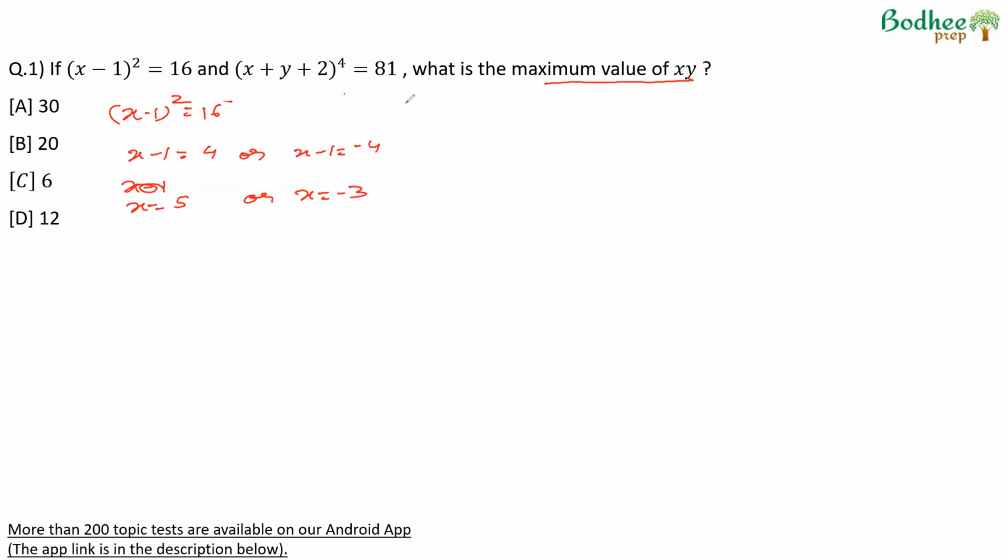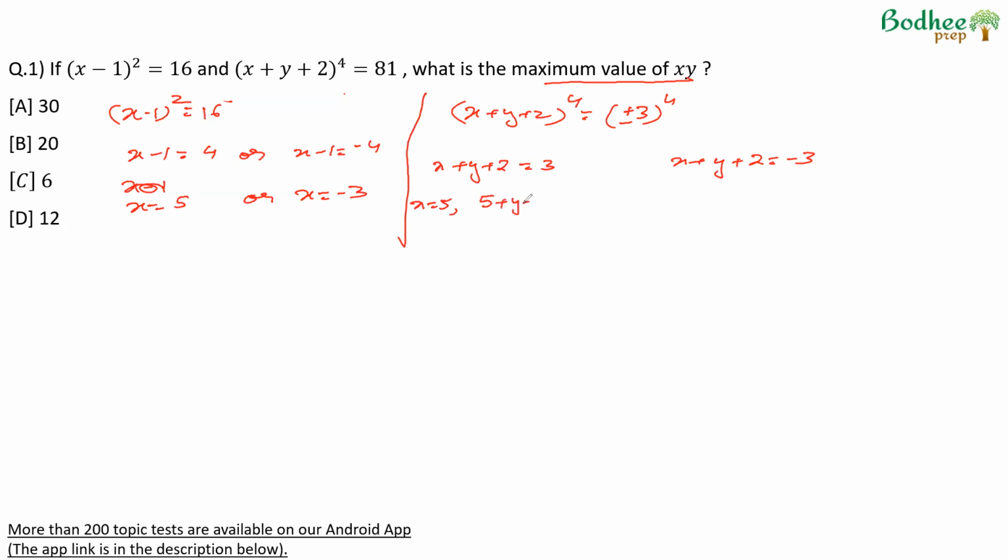Two possibilities for x. Similarly, if we look at the case here, (x plus y plus 2) raised to power 4 is 81. 81 can be either plus or minus 3 raised to power 4. Therefore, x plus y plus 2 could either be 3 or minus 3. Now, if we put x is equal to 5 in this case, here we will have 5 plus y plus 2 is equal to 3, which will give us y as minus 4. So x into y will be minus 20.